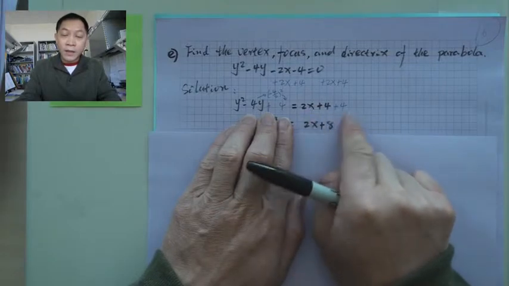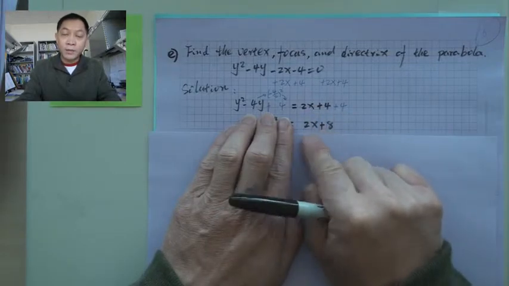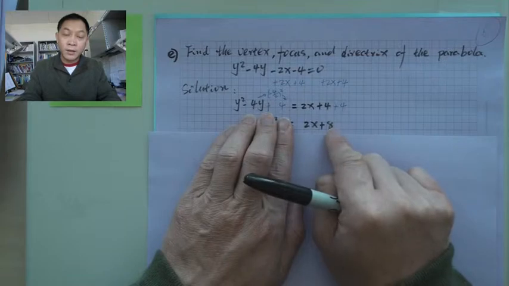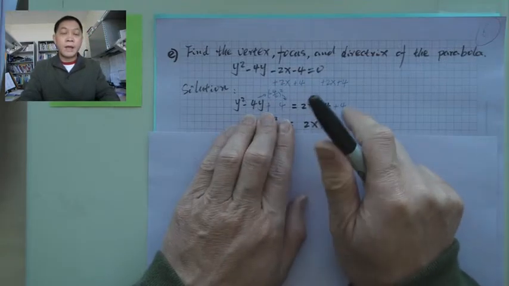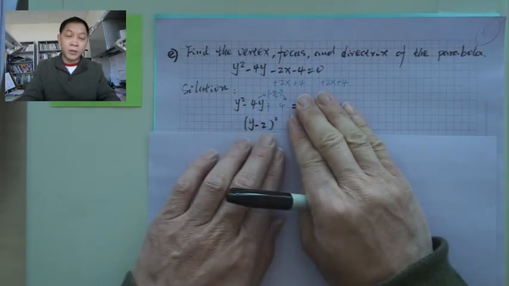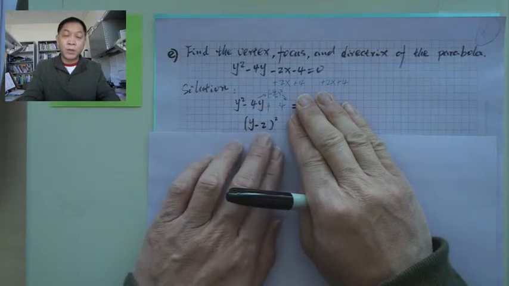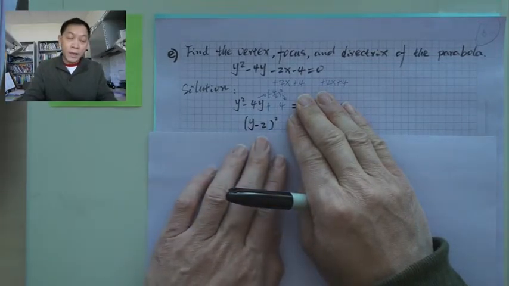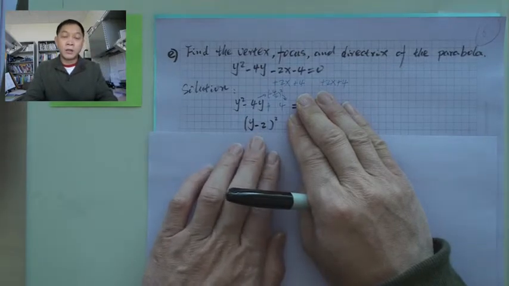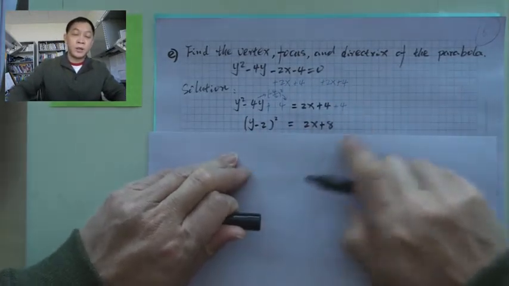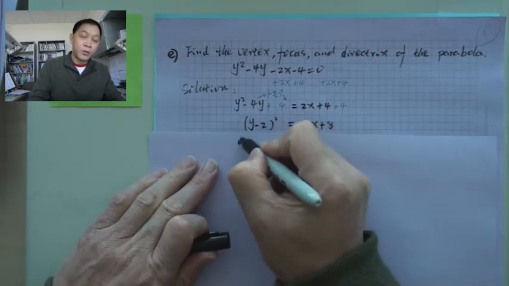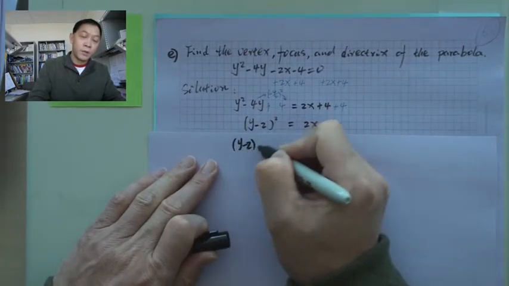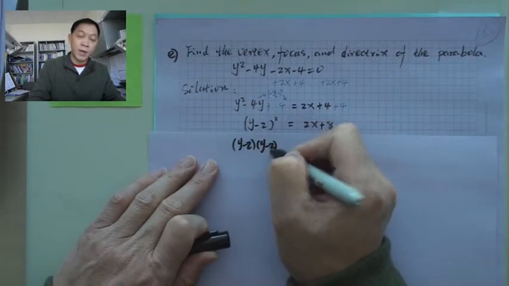So the right hand side has to be 2x plus 8, since 4 plus 4 is 8. The left hand side again is a complete square, y minus 2 squared. If you have a doubt on that, you may FOIL it out. You see, y minus 2 squared is y minus 2 times y minus 2.